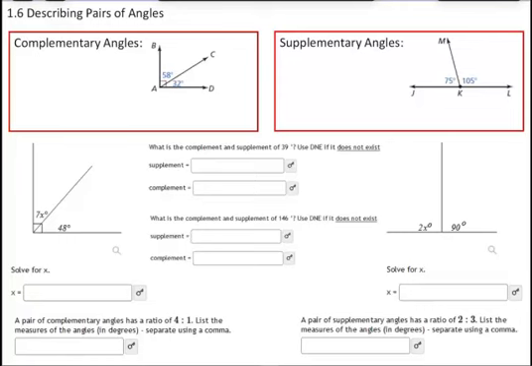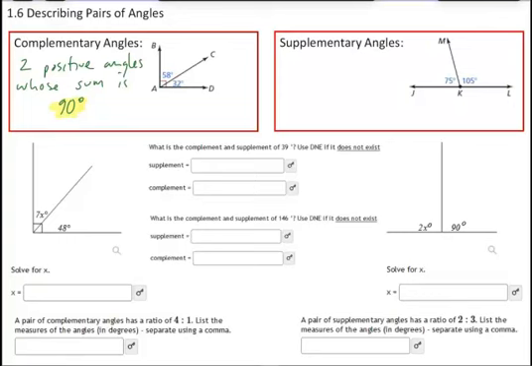Okay, so the first type of angle pairs that you need to be aware of are complementary and supplementary angles. Complementary angles are going to be two angles whose sum is 90 degrees. So that is complementary angles. This is an example of two. They don't have to be adjacent to each other.